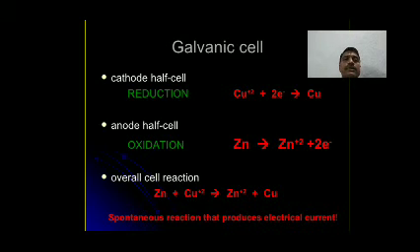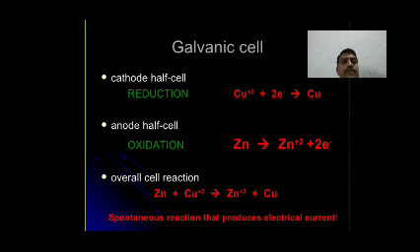This cathode gains electrons from the anode. This copper plate gains 2 electrons from the anode to form copper. This reaction is called a reduction reaction. At the cathode, by gain of electrons from the anode, a metal is formed. This metal is deposited at the cathode.